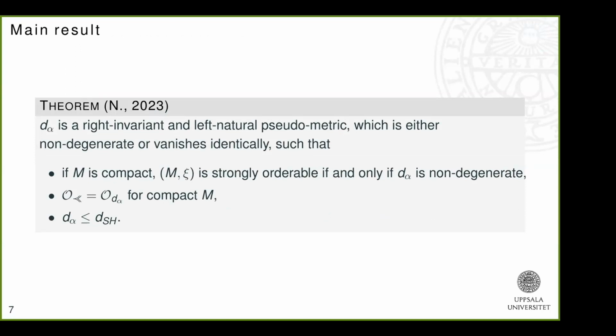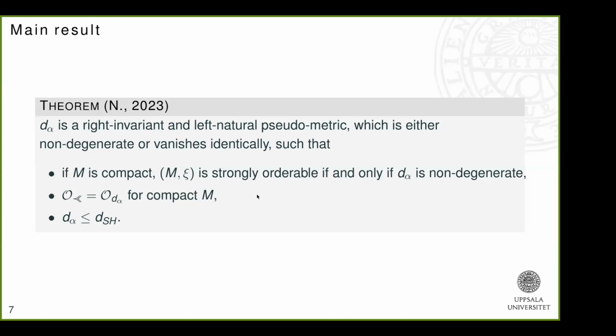And furthermore, it's always bounded by the Shelukhin-Hofer distance, simply because it measures only the maximum or the minimum of the Hamiltonian separately, but those are always bounded by the absolute value of the Hamiltonian. So the maximum of the absolute value of the Hamiltonian.